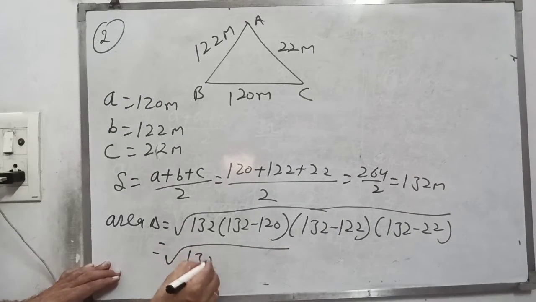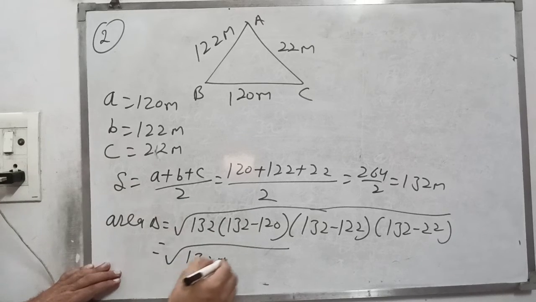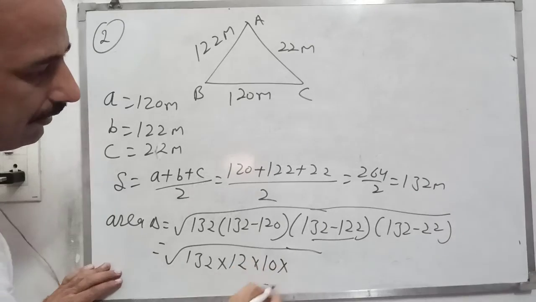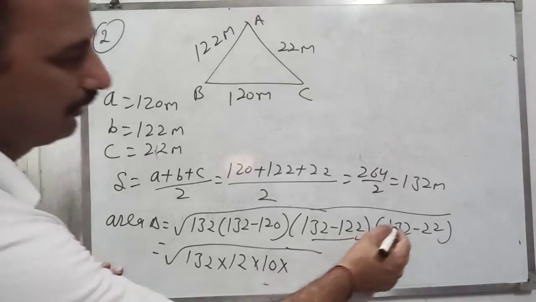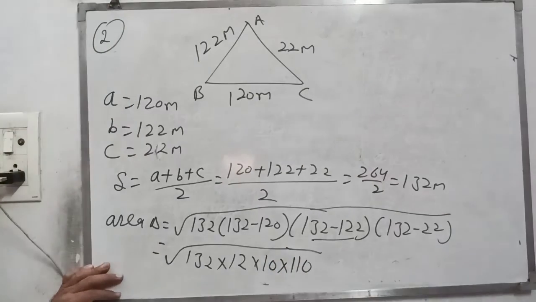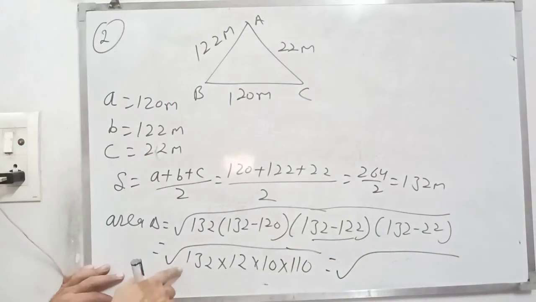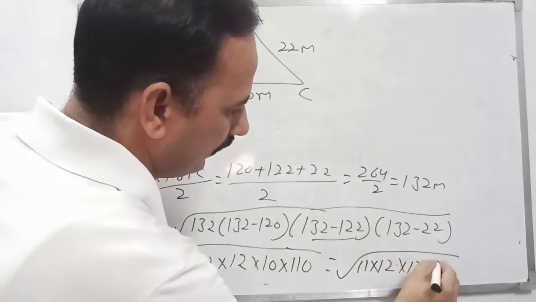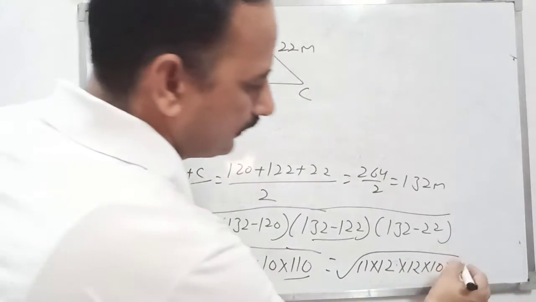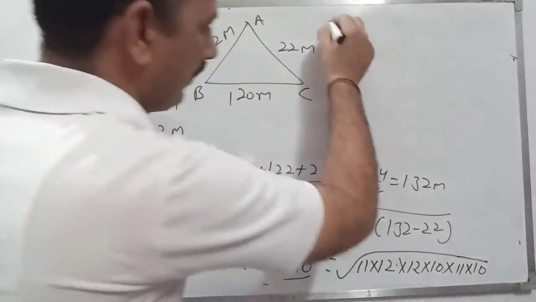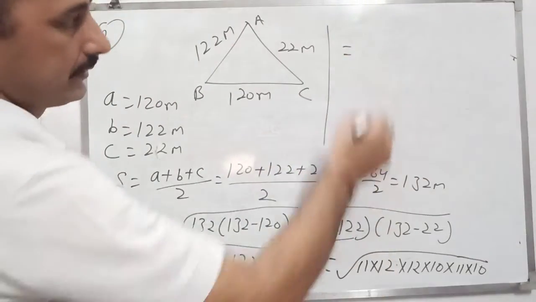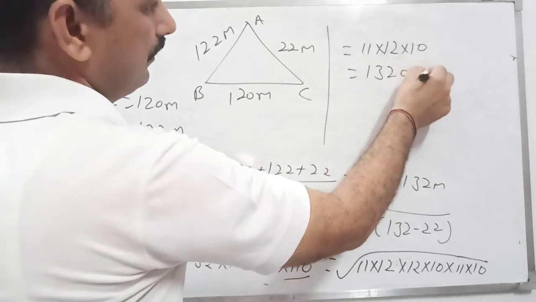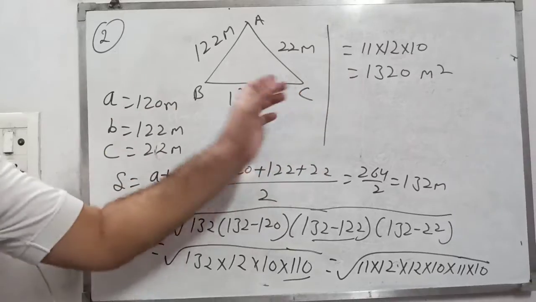So it has become 132 into 12, and when we subtract it, you get 10, and when we subtract this one, you get 110, right? So 132 is written as 11 into 12, and 110 is written as 11 into 10. So that is 11 into 12 into 10, so it has become 1320 meter square. So that is the area of that wall.